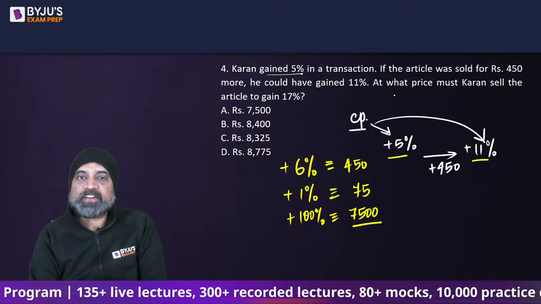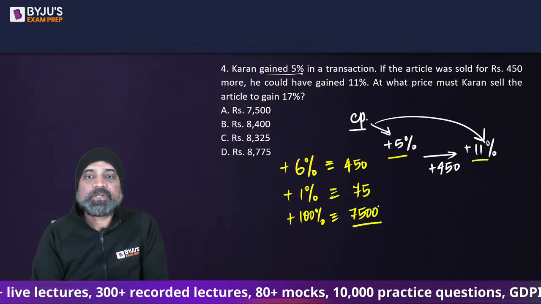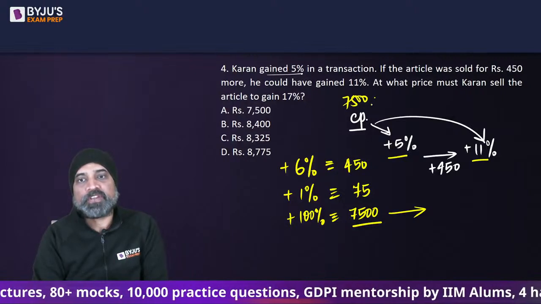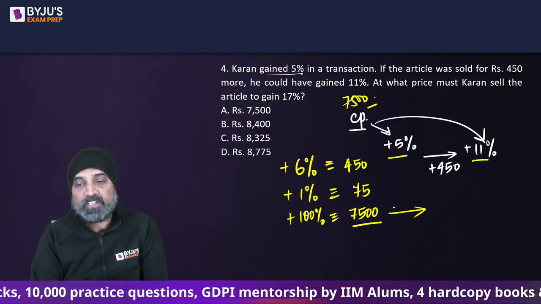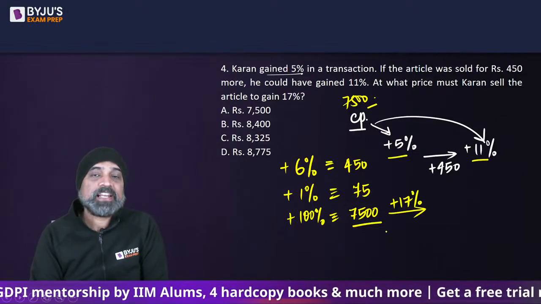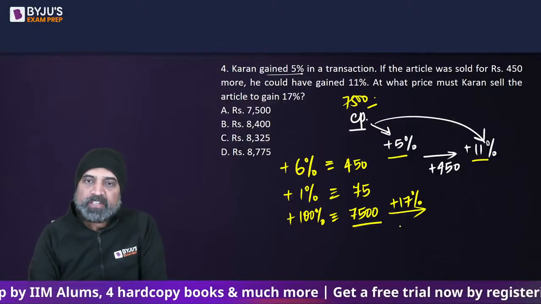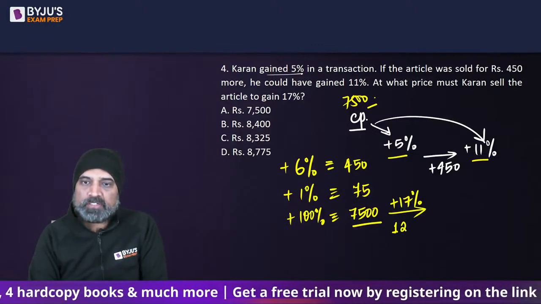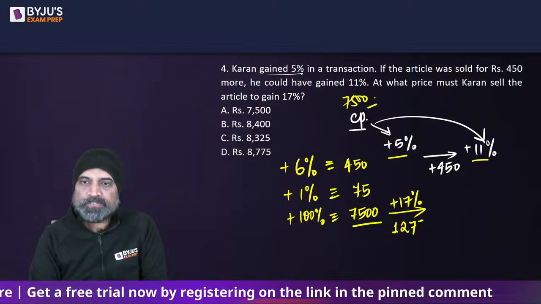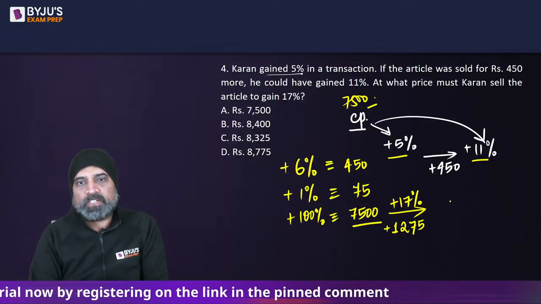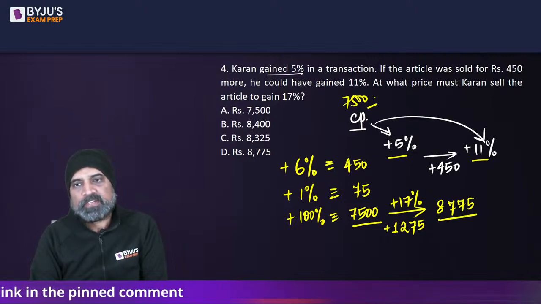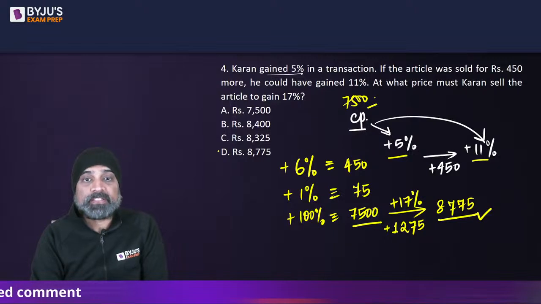Now, the question asked is, at what price must Karan sell the article to gain 17%? So, 7,500 is the cost price. If we now need 17% profit, that means we need to increase it by 17%. So, let's calculate 17% of 7,500. This is going to be 1,275. So this will turn out to be 8,775. So this becomes the selling price, option D.